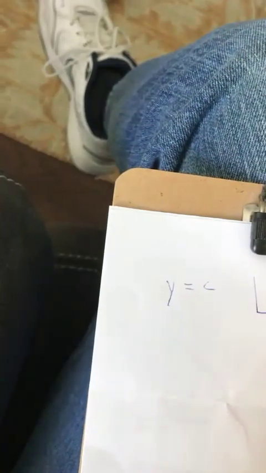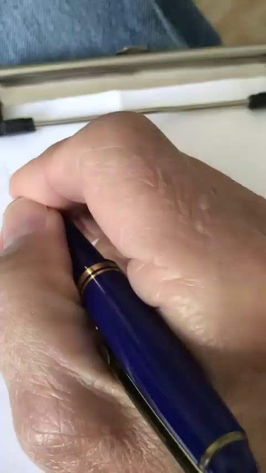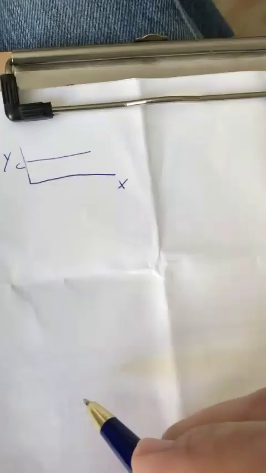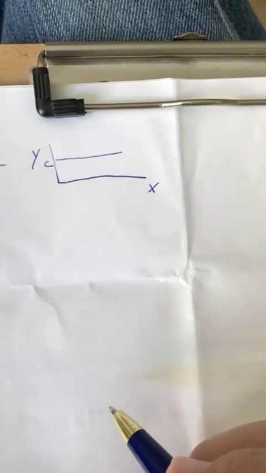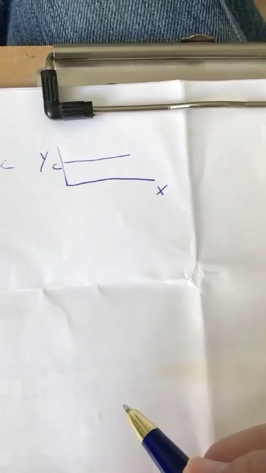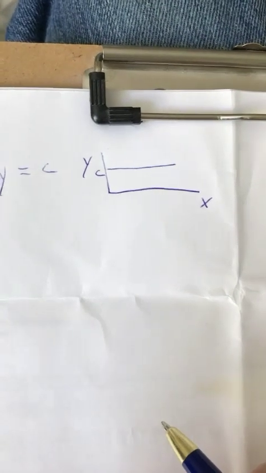So what does a constant function look like? Let's say this is x and this is y and this is the value of c. No matter what x is, c stays the same. The value y equals c. That's a constant function.